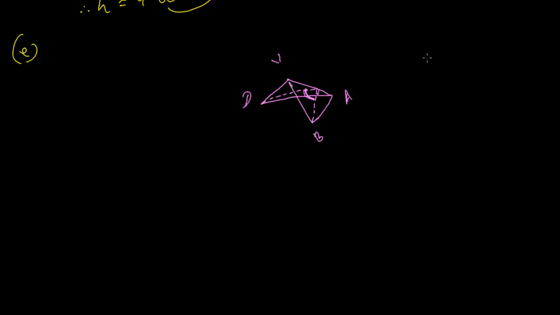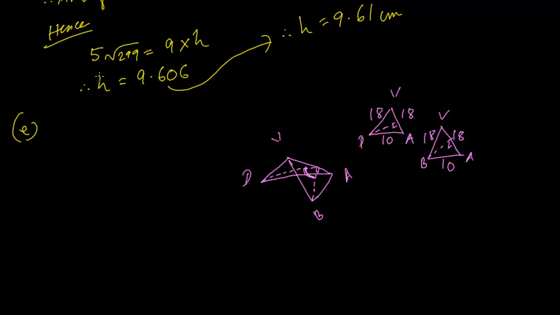Remember, if you think of these triangles separately, they are exactly the same. This is V, this is A, this is B. So this side is 18, this side is 18, and this side is 10. Now if I draw here, this is V, this is A, and this is D. This side is 18, this side is 18, and this side is 10. So that means the height from here to here and the height from here to here, it's exactly the same which we found in the previous sum. That's why the story is linked, which is 9.606. That's the height that we found.